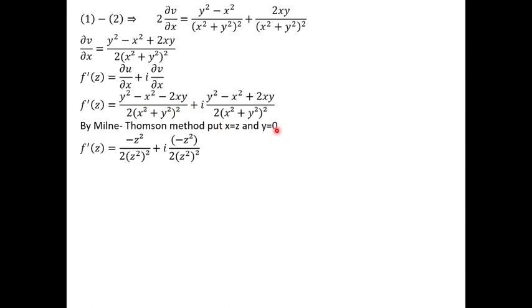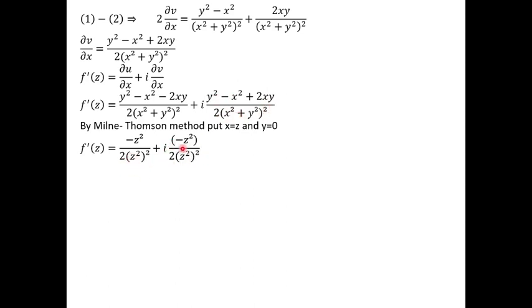Substitute. After substitution, we apply the Milne-Thomson method. Put x is equal to z and y is equal to 0 for this equation. For this equation in the RHS, wherever x is there, we put x is equal to z, and in the place of y, we put y is equal to 0. Substitute. F dash z is equal to (0 minus z square minus 0) whole divided by (2z square) whole square plus i into (0 minus z square plus 0) whole divided by (2 into z square) whole square.